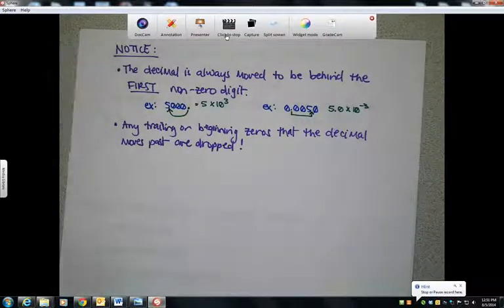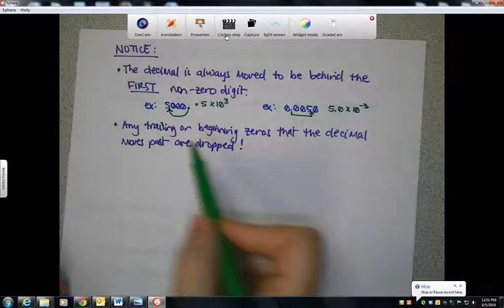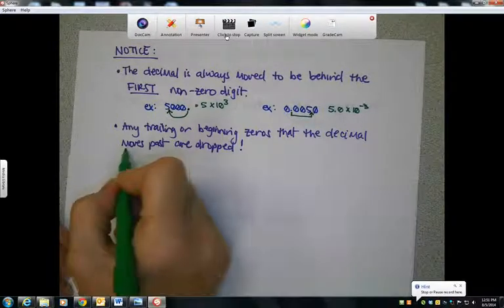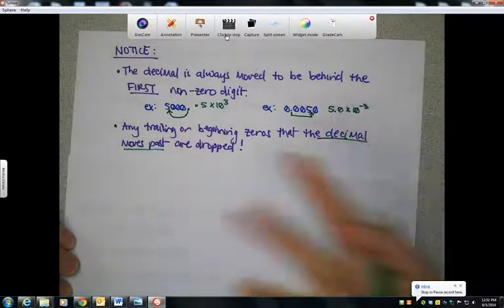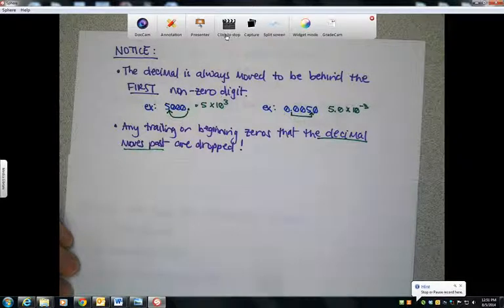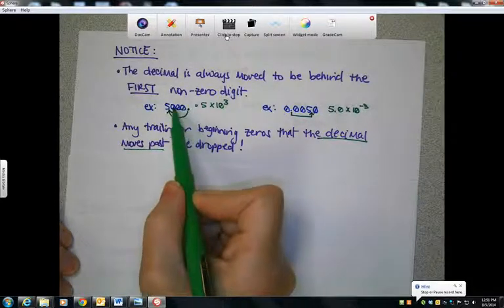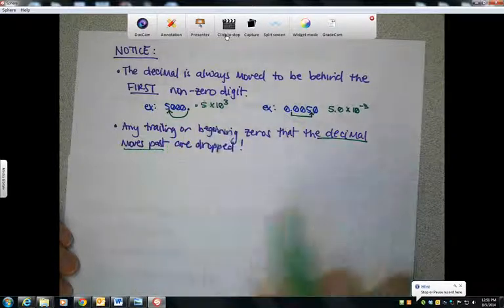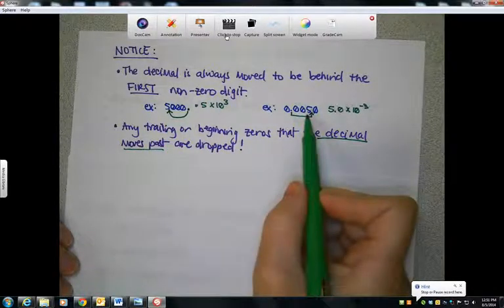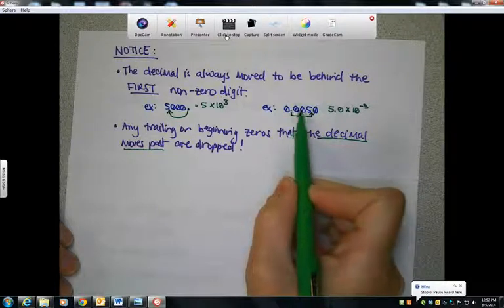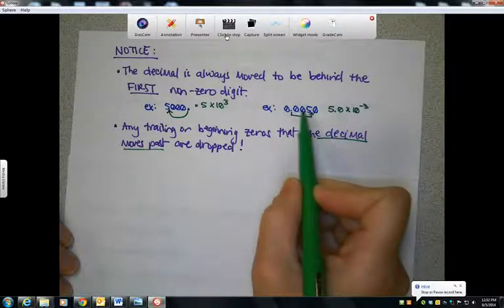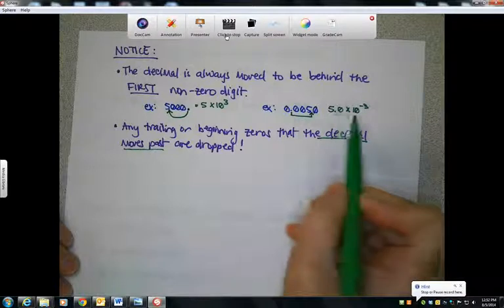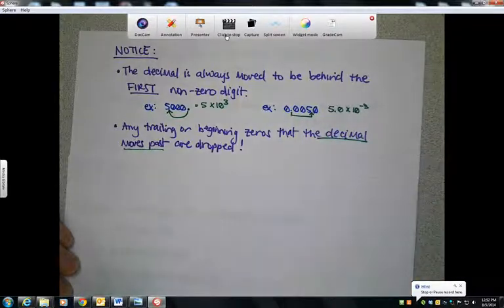Alright, and the other thing I wanted you to notice is that trailing or beginning zeros that the decimal moves past when you're writing it in scientific notation are dropped. So when we moved the decimal past these 3 zeros to get the decimal to here, we drop them and don't write them in the number. And then same thing over here. These zeros we move the decimal past, so we drop them and we don't write them. We leave the last zero though because the decimal didn't move past that zero. Also, zeros in the middle of a number, don't drop those. That doesn't make any sense.